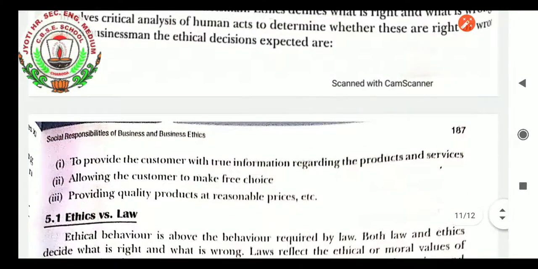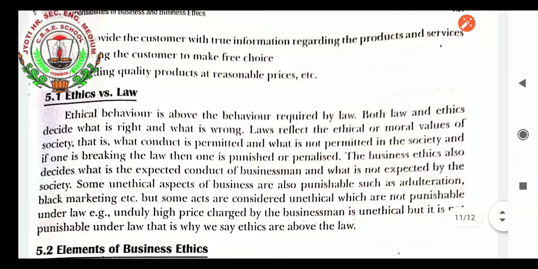Next topic is ethics versus law. In short, law is compulsory for all people. It is the rules and regulations framed by the constitution, which every citizen of the country has to follow. There is no choice to follow or not. They have to follow it compulsorily. If not, then there will be punishment and penalties.